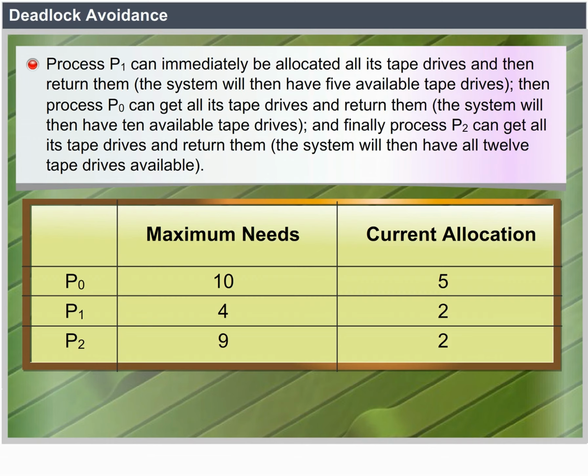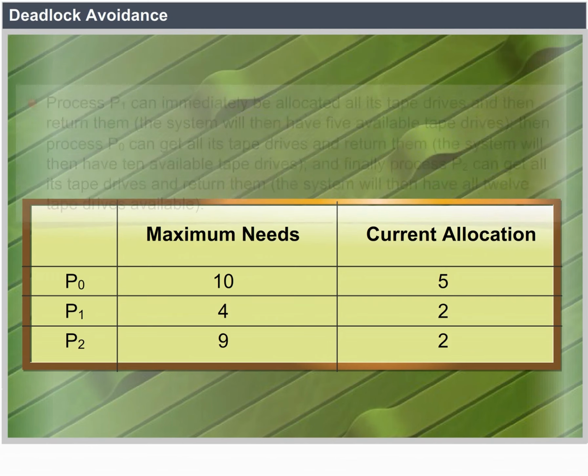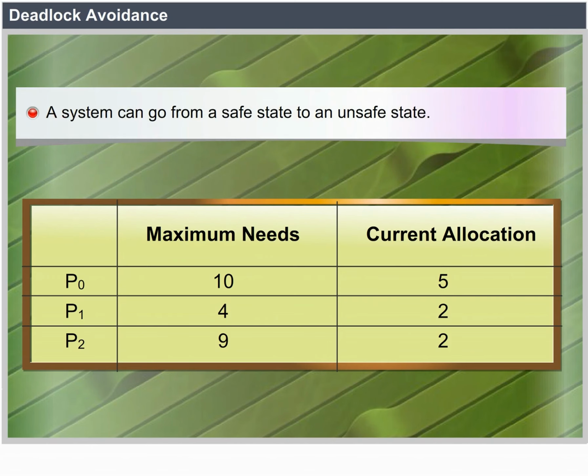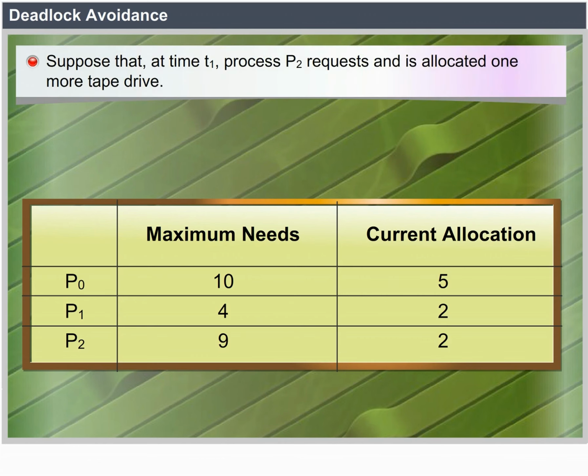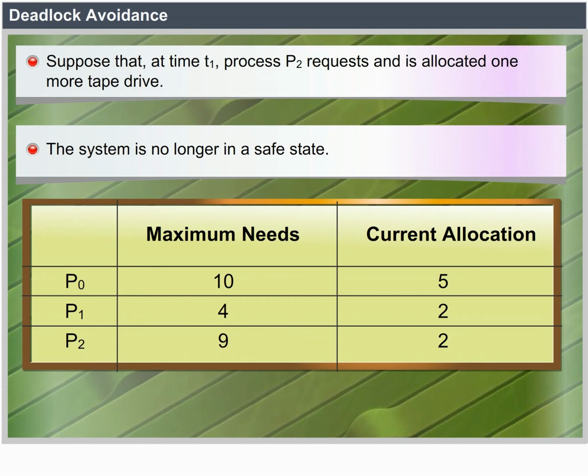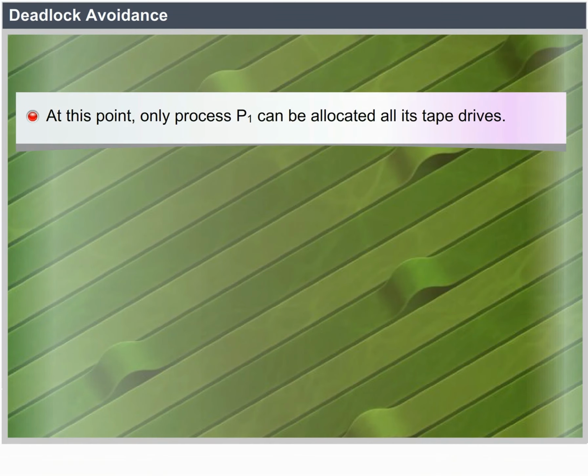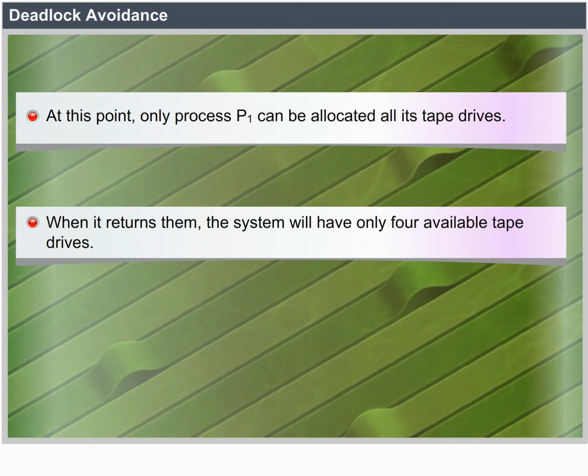A system can go from a safe state to an unsafe state. Suppose that at time T1, process P2 requests and is allocated one more tape drive. The system is no longer in a safe state. At this point, only process P1 can be allocated all its tape drives. When it returns them, the system will have only 4 available tape drives.